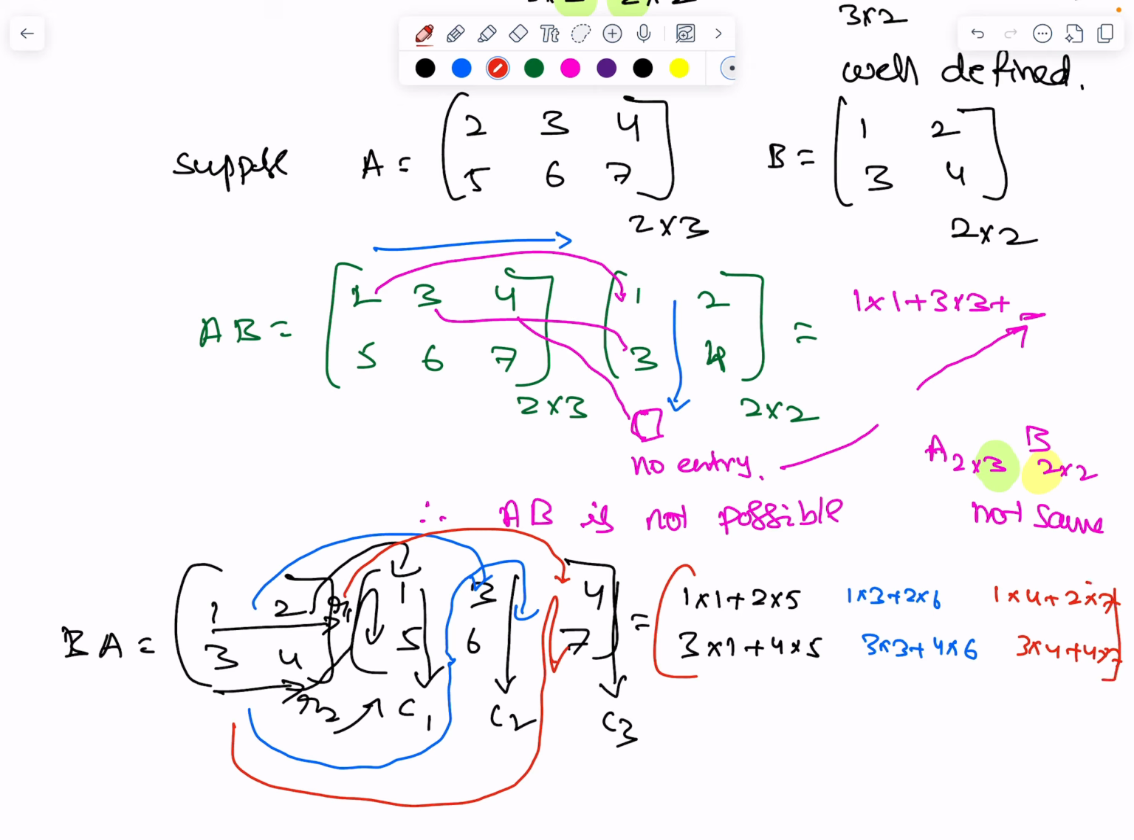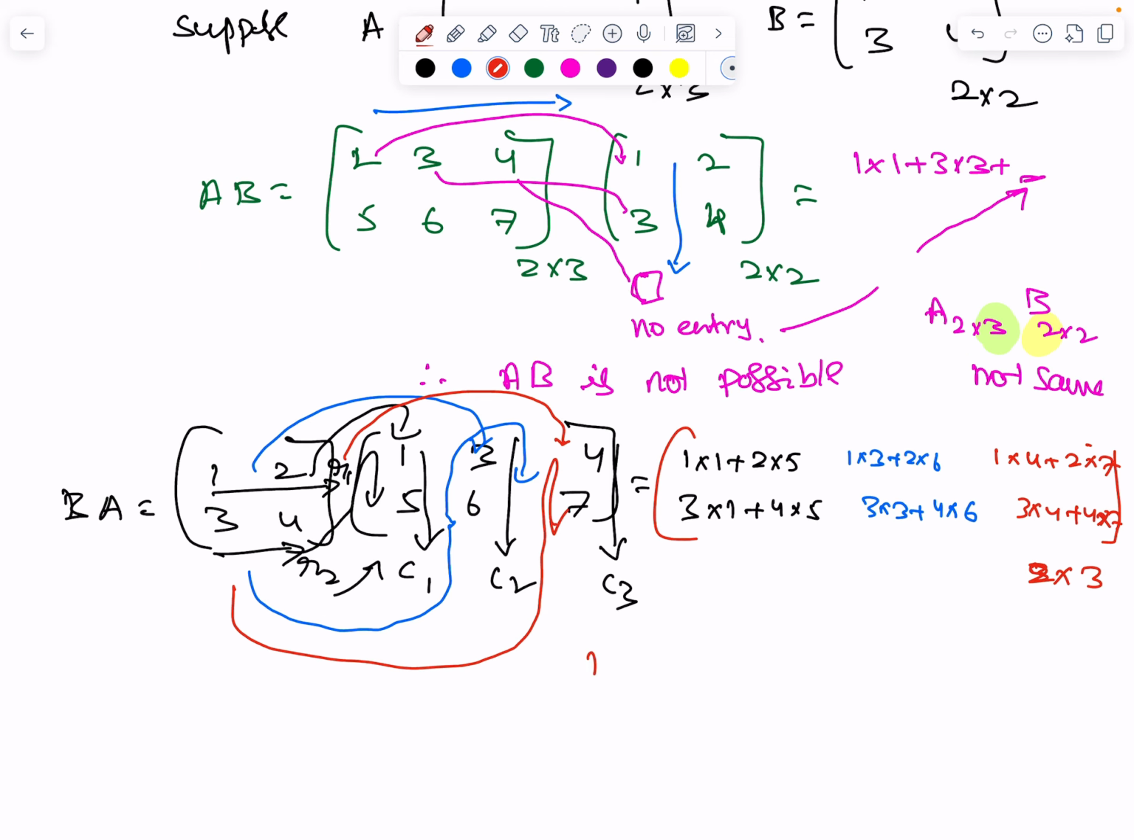You can check this. You have to simplify. This is going to be a matrix of 2 rows and 3 columns. That is expected because B is 2 by 2 and A is 2 by 3. Therefore, you are dropping this. These two are actually absorbing, then giving BA as a 2 by 3 matrix. Hence, you have to simplify and then get it.